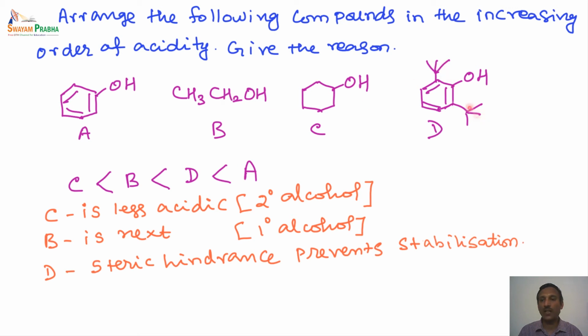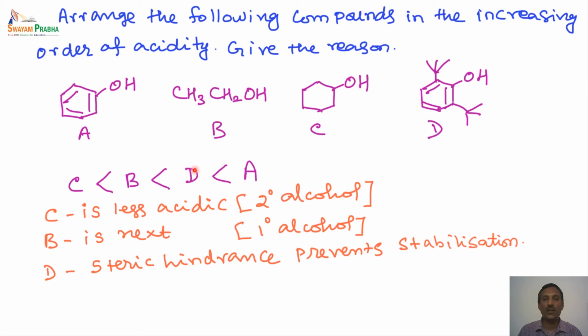Because of the steric hindrance of the tertiary butyl groups ortho to the phenol, this one does not form the phenoxide ion very effectively, because for a phenol to be acidic it has to form the phenoxide ion very easily. That means H plus has to be removed. Because of the presence of this bulky tertiary butyl group, this proton cannot be easily removed. In other words, this will not give the phenoxide ion very effectively. So this steric hindrance prevents the resonance stabilization.